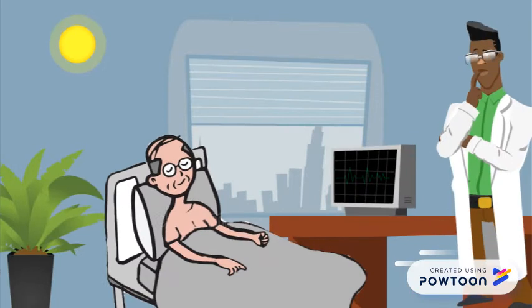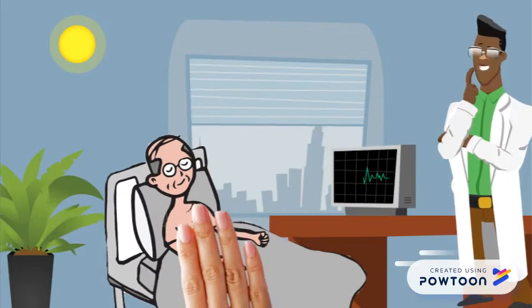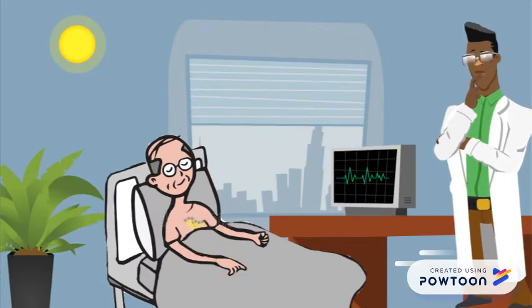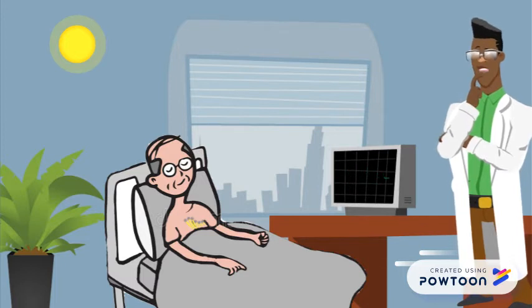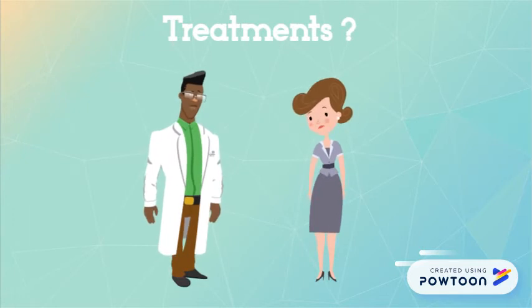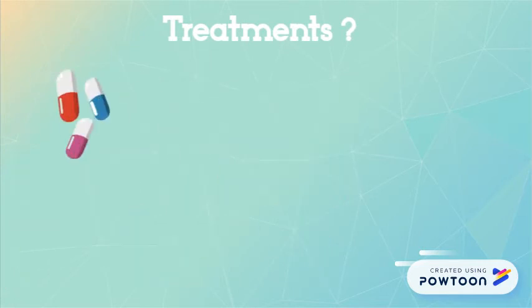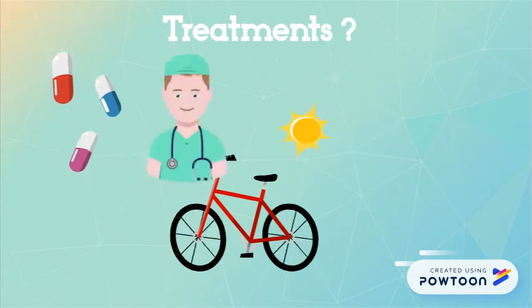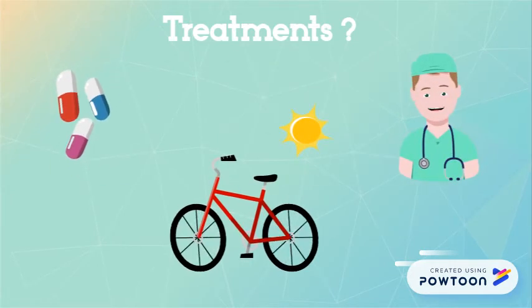This is done by attaching electrodes to various locations on your body, which can detect the electrical activity of your heart. There is no cure for coronary artery disease, but there are treatments. Medications, lifestyle changes, and surgical procedures can be performed to slow the progression of coronary artery disease.